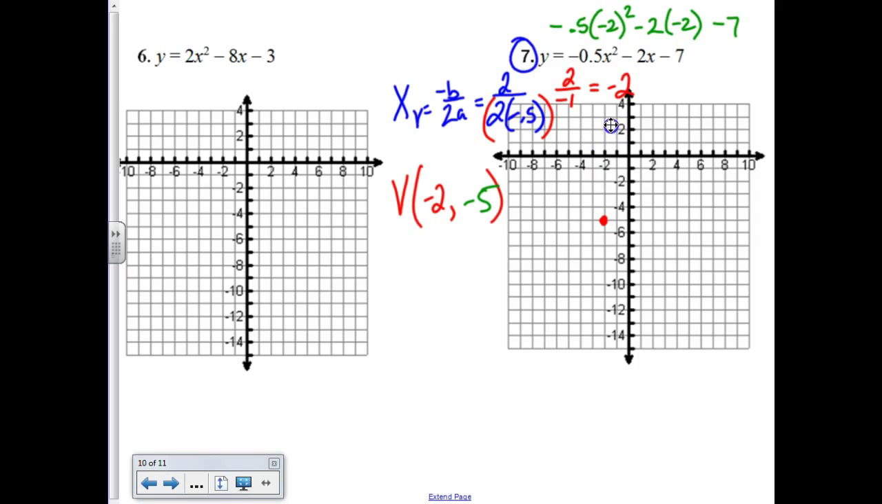While I'm at it, I'm going to go ahead and draw in the axis of symmetry so I can see the symmetry line. I need to plot my y-intercept, which is at negative 7. And then I should be able to count over the same number of spaces across the line and give myself a symmetrical buddy. All right, connect.